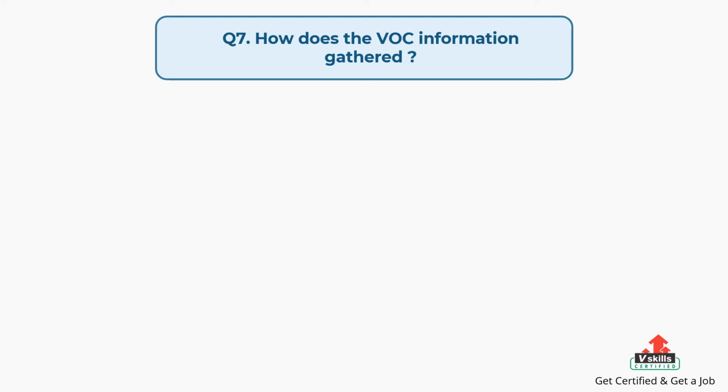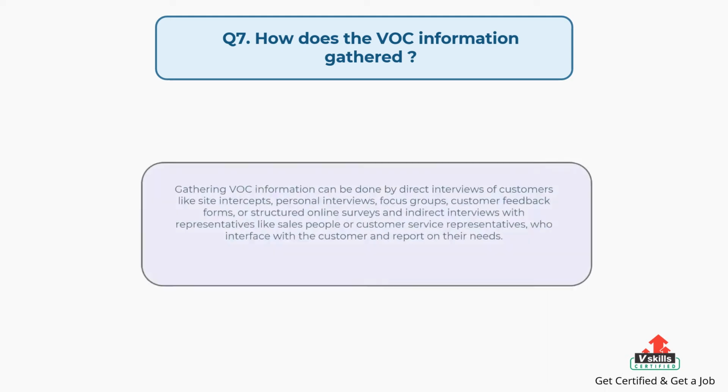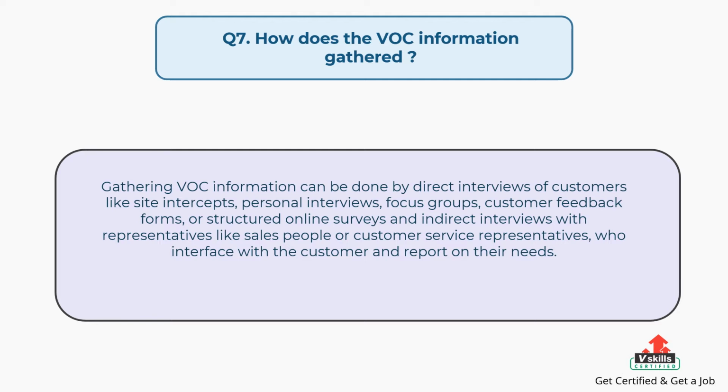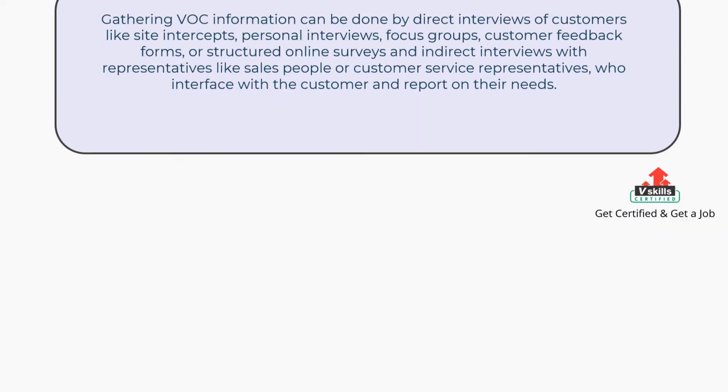Question number 7. How is the VOC information gathered? The answer is, gathering VOC information can be done by direct interviews of customers like site intercepts, personal interviews, focus groups, customer feedback forms, or structured online surveys, and indirect interviews with representatives like salespeople or customer service representatives, who interface with the customer and report on their needs.